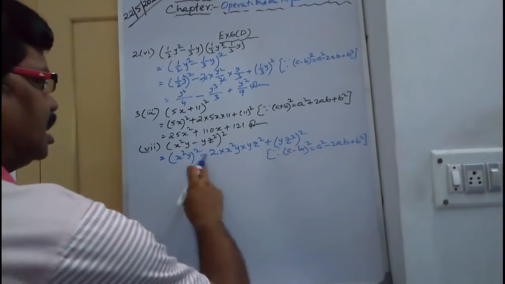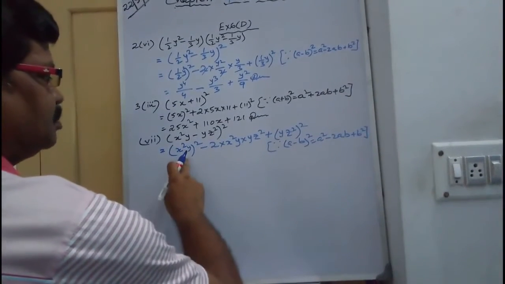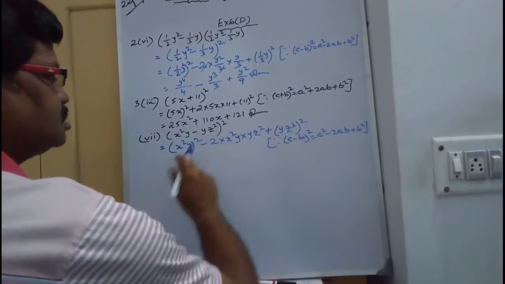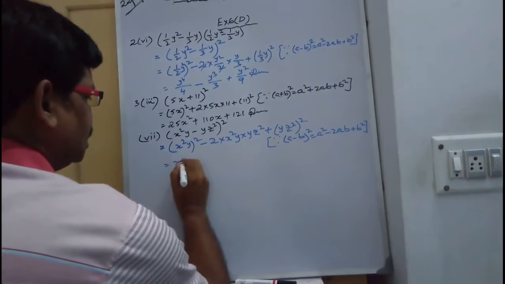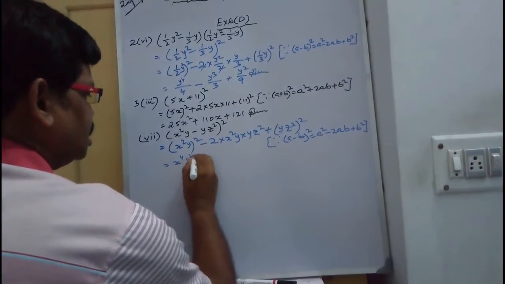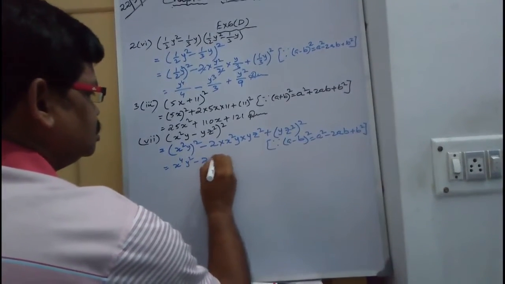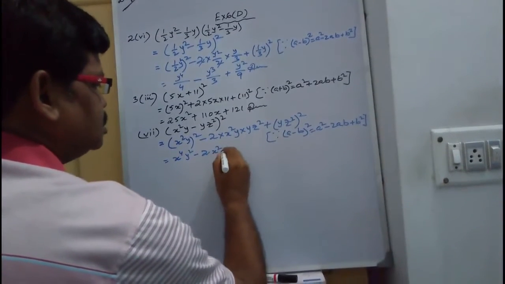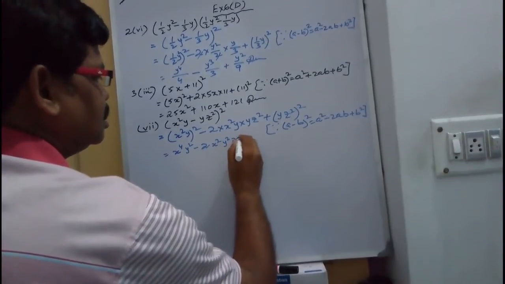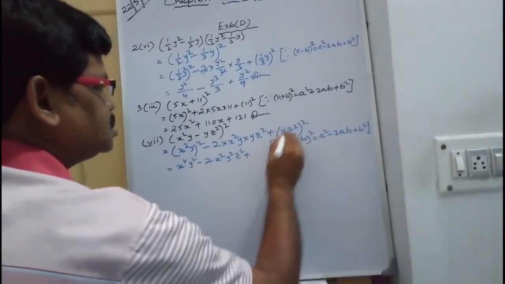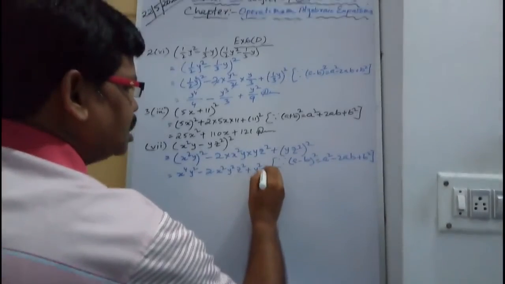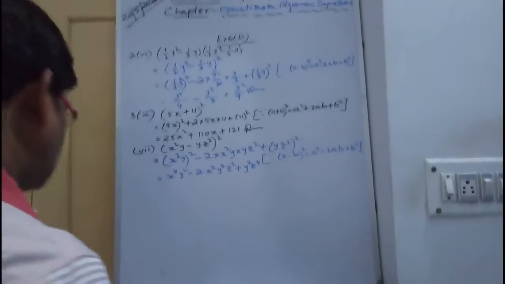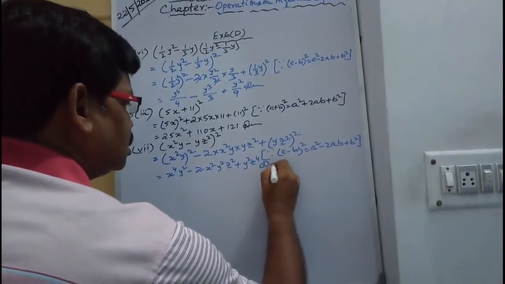So by using that identity, in place of a there is x²y, in place of b here is yz². So x⁴y² − 2x²y²z² + y²z⁴. So this is the answer.